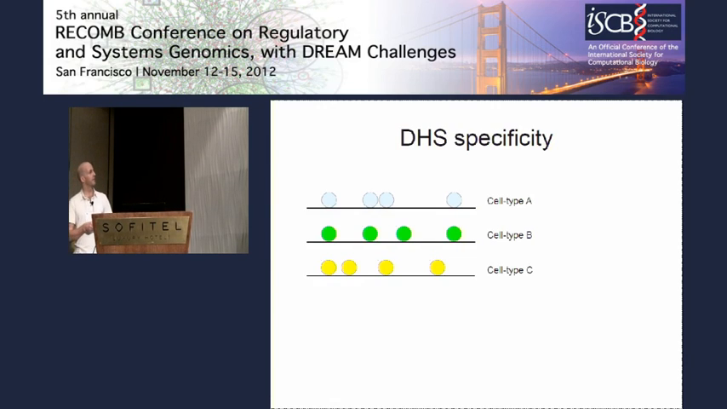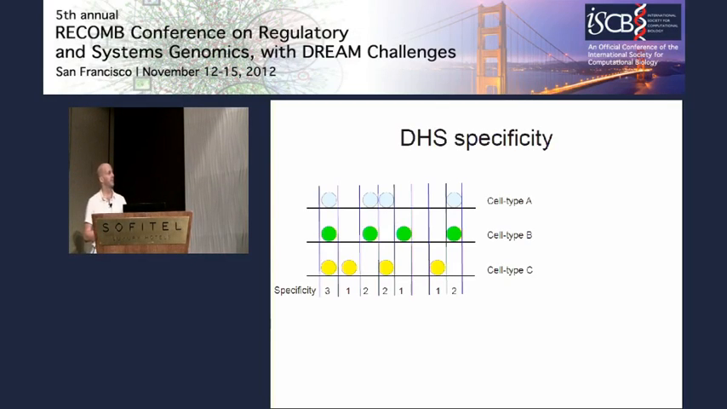We see 3 different cell types, and we see the DHSs that are marked as colored circles. I'm interested in the overlap between different cell types, and I will define overlap between 2 DHSs if they share at least one base pair in these different cell types. And I will be characterizing each DHS by the number of cell types where it's present, which I'll be referring to as the specificity. As you can see here, you have specificity 3, 1, or 2 for each of these different DHSs.